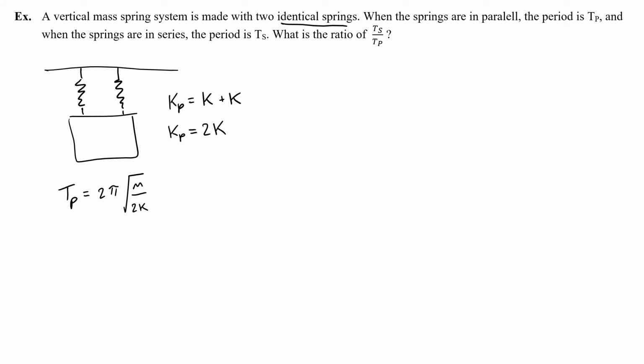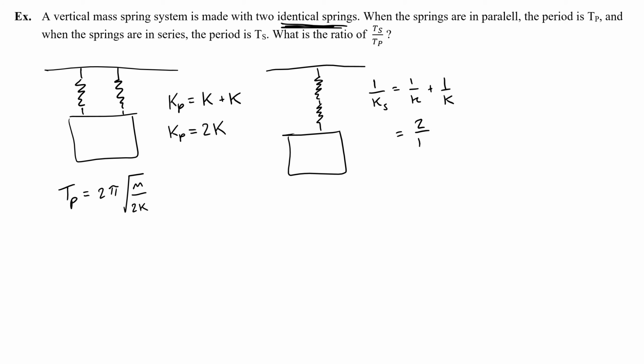But in series is something different. If they're in series, then that means that the springs are attached to each other, like this. The equation for the spring constant, if they're in series, is a little bit different. The equation is going to be 1 over the spring constant, we'll call it ks in series, is equal to 1 over k plus 1 over k. And again, we're using k for both because they're identical springs. So finding the spring constant when they're in series is a little bit difficult. It takes another step. This is going to give us 2 over k.